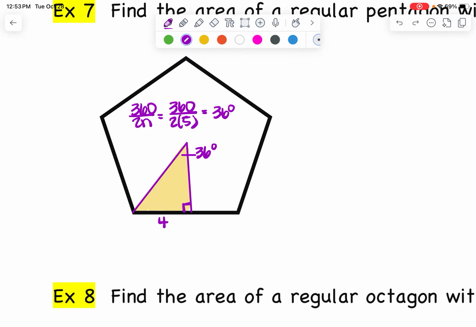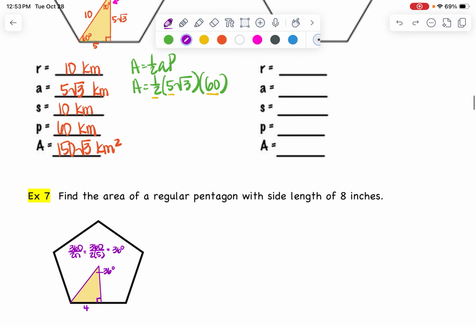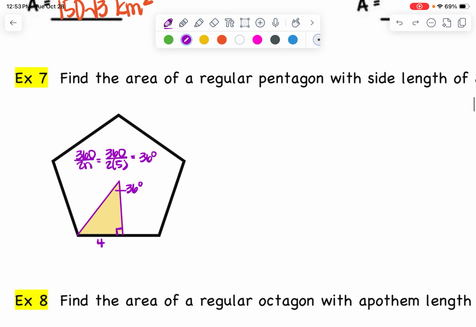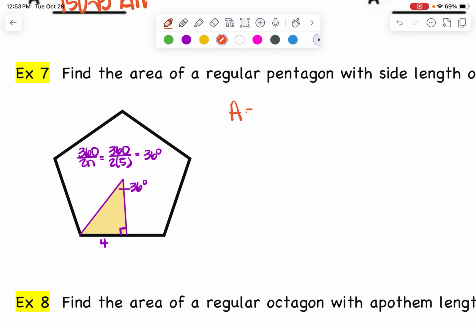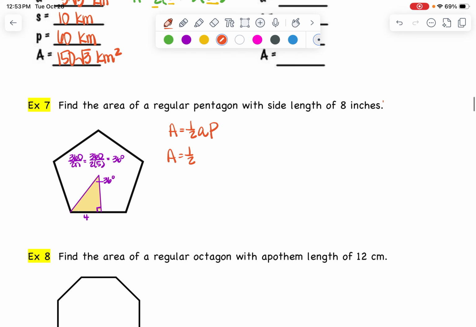Notice it doesn't ask me to fill in a big long list of information like it did on those first few questions. It just wants me to find the area, so that's all I care about. I want to know 1/2 apothem times perimeter. The cool thing is I already know the perimeter because they told me each side is 8 inches long. So I'll put a little parenthesis there for my apothem. The perimeter is 8 times 5, so the perimeter is 40. I can fill that in. Basically all I need is the apothem.